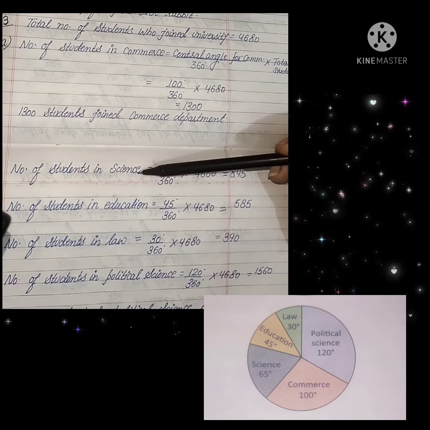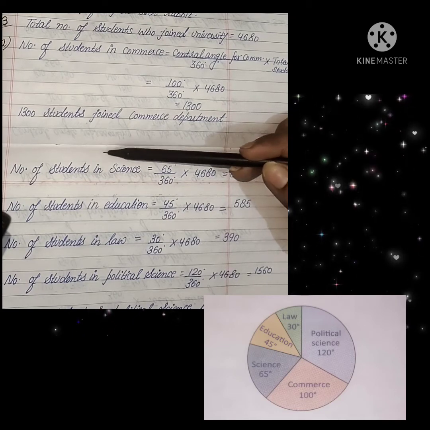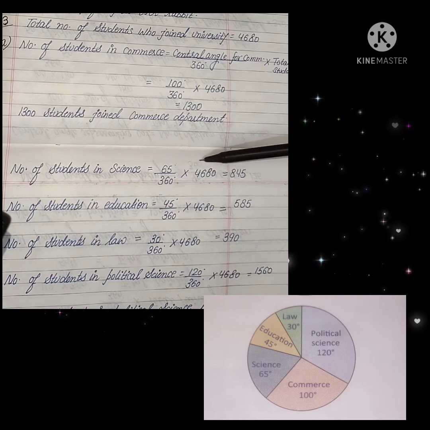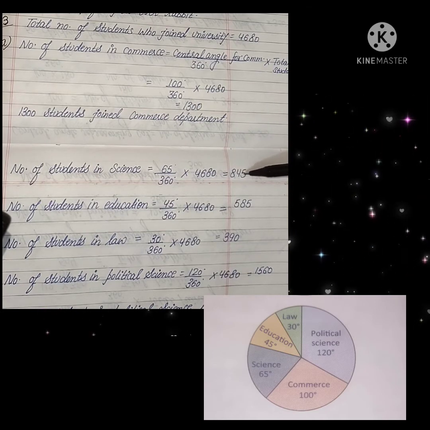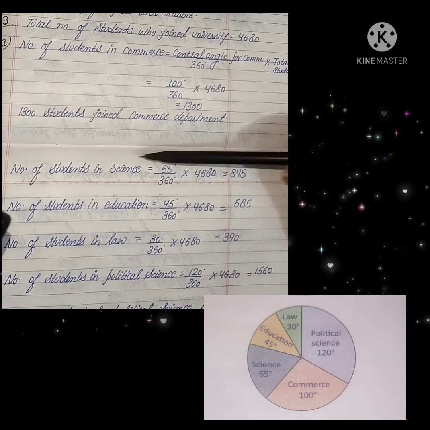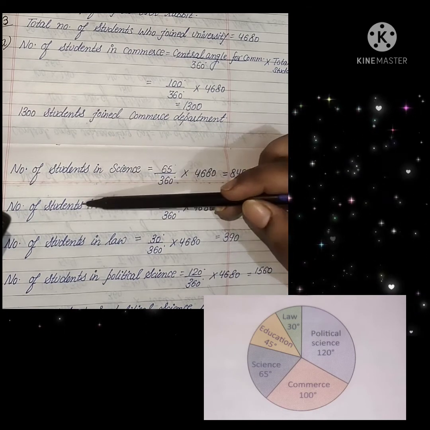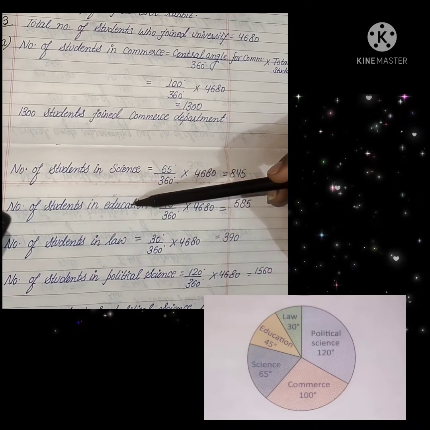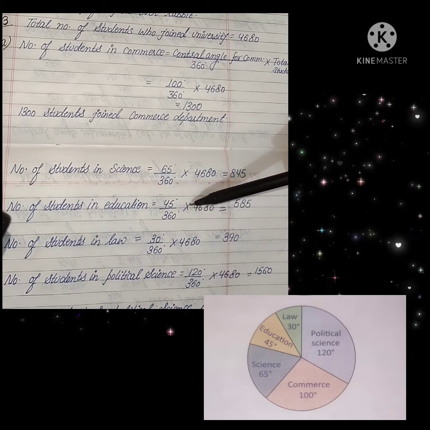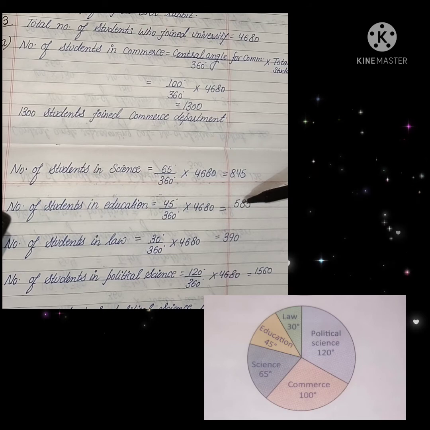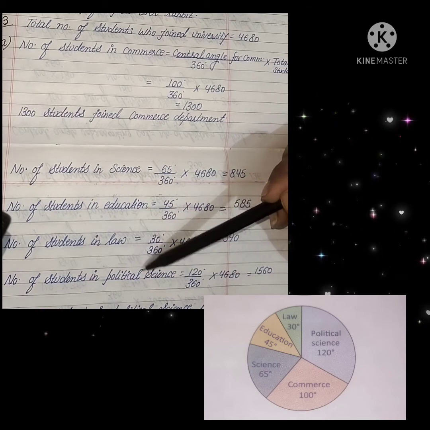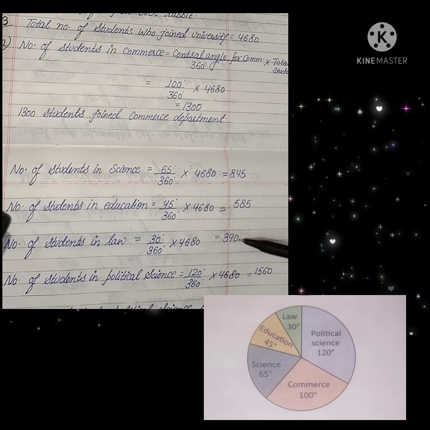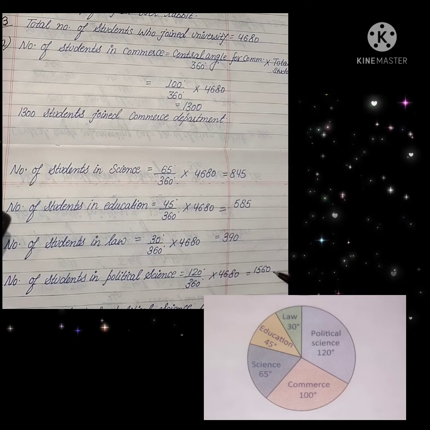Similarly, for science department angle is 65 degree. So number of students in science department will be 65 degree upon 360 degree multiplied total number of students. This will give 845. So 845 students got admission in science department. Now in education department central angle is 45 degree. So number of students in education department will be 45 degree upon 360 degree multiplied total students. This will give 585. Similarly, we can calculate the number of students in law department and in political department. This will be 390 and 1560 respectively.